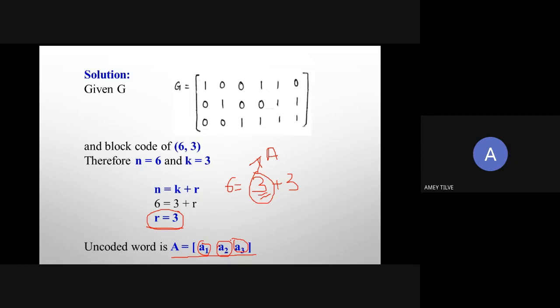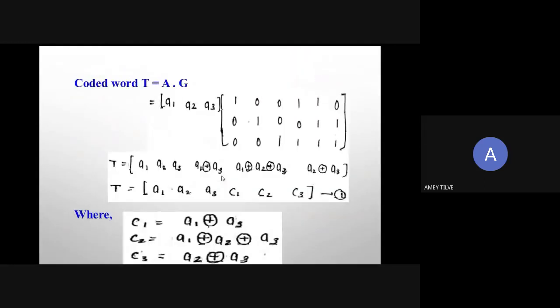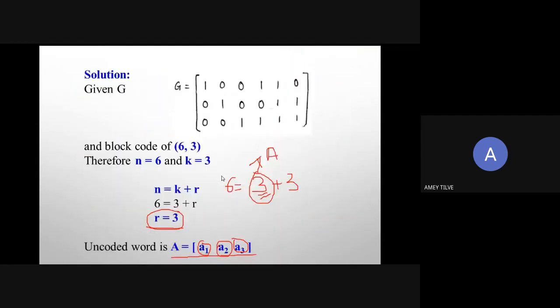Now your formula is going to come into picture. What is being told to us? What is now our question number 1? Question number 1 in this problem is to find all the code words, or all the code vectors, of this block code. Over here, I have told you what a code vector is. Code vector is nothing but T. What is the formula to calculate your T code words? My question number 1 is to calculate code words, so I am solving question number 1 over here.